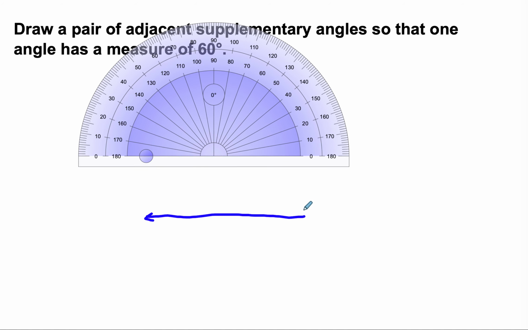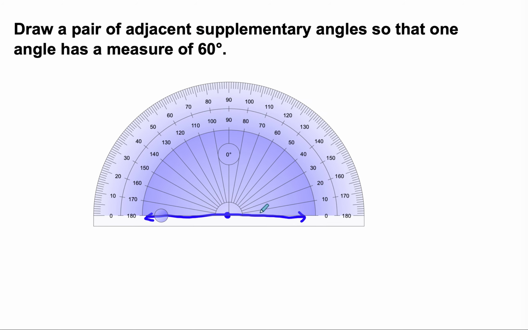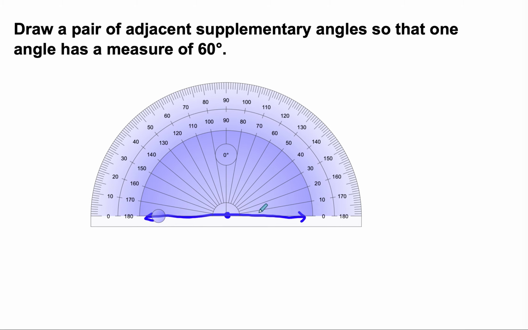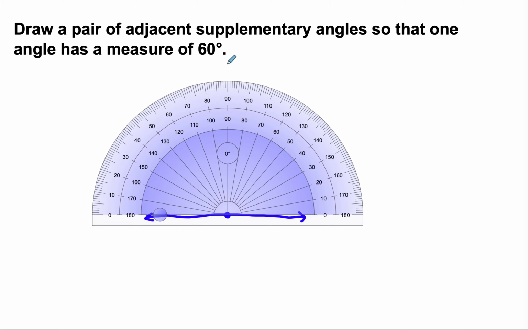Adding arrows on each end and adding a point in the middle. Now I'm going to line up my center point with my point and my line. Find where the line is that takes you to a 0. Line that up with your line. So I've lined up my center point, I've lined up my line. Now I'm ready to make my angle.